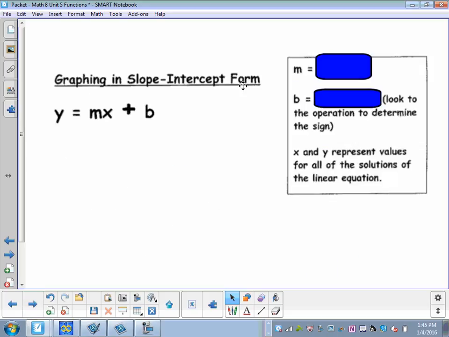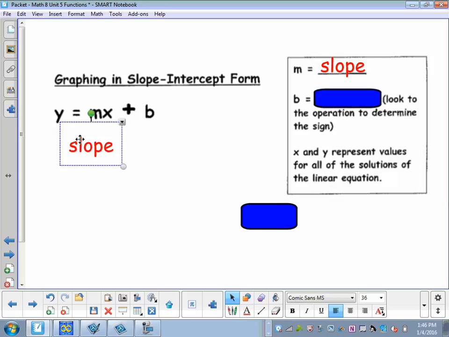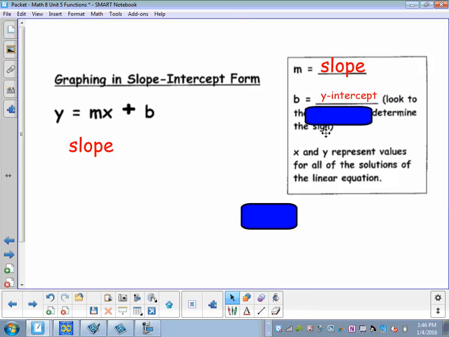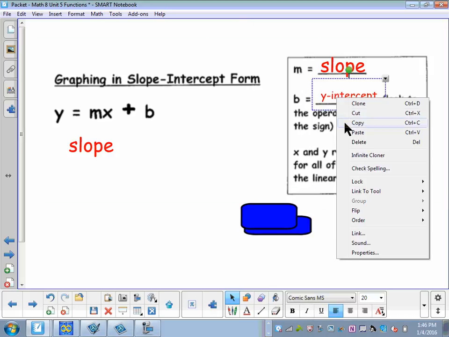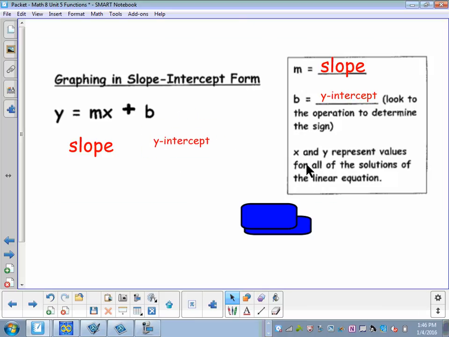Graphing in slope-intercept form. This is called slope-intercept form. Y equals mx plus b. M is the slope. And b is the y-intercept. X and y represent values for all of the solutions of the linear equation. Y equals mx plus b, slope-intercept form.